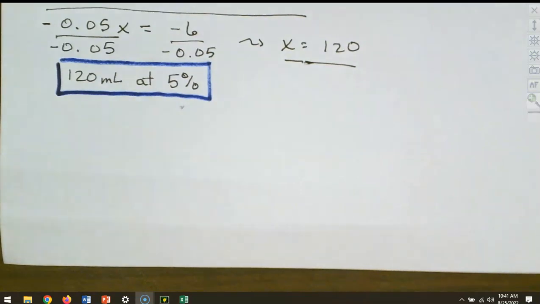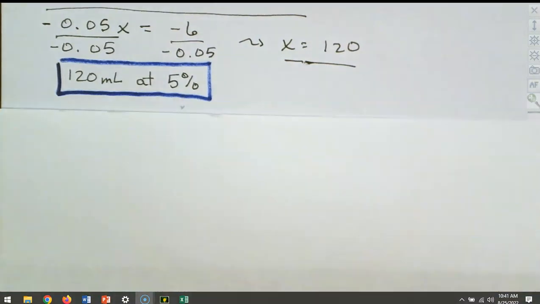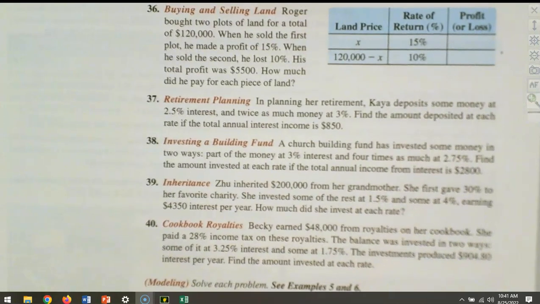So those are the mixture questions. Now we're going to look at investment. And investments are going to work the same way. Probably do one, maybe two of these. We'll see how much time we have. Let's look at one of these. How about we look at question 39. So this is going to be our investment question. So we'll look at question 39. And it's basically set up the same as the mixture was.